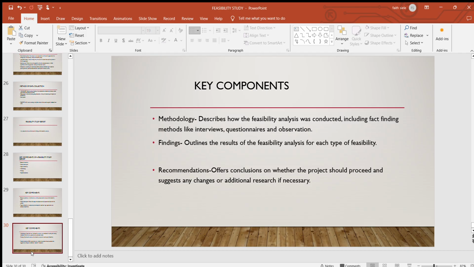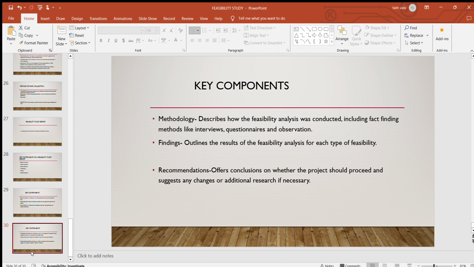We also looked at the key components of a feasibility study report, whereby we talked about executive summary being a brief overview of the project and the results of the feasibility study. Number 2, we looked at project description, which contains details of the scope, objectives, and even proposed solutions for that particular project. Number 3, we have types of feasibility, which includes analysis of economical, technical, legal, operational, and schedule feasibilities.